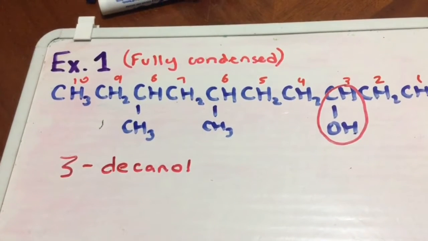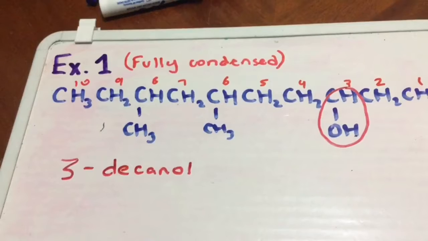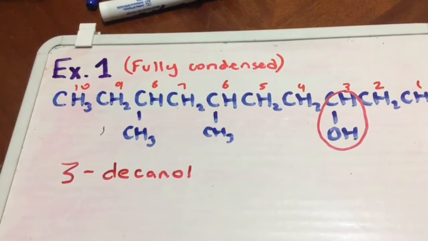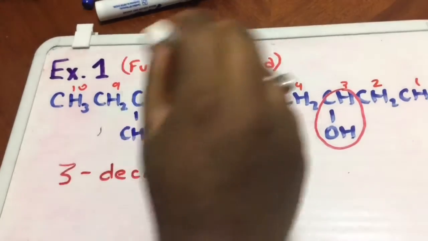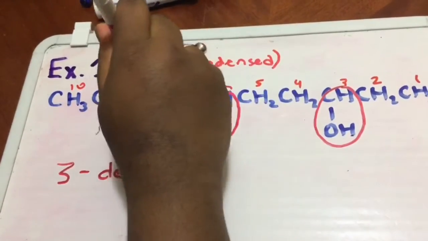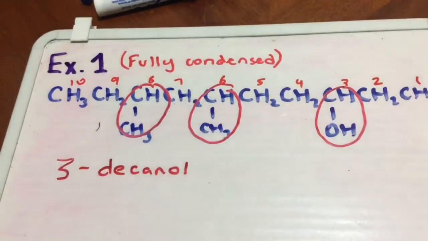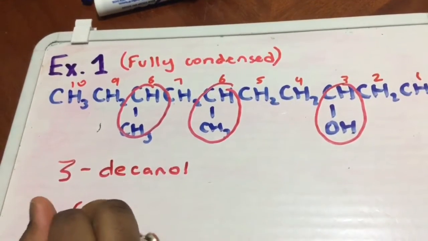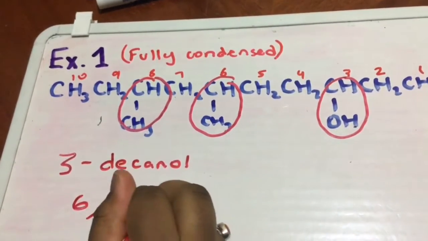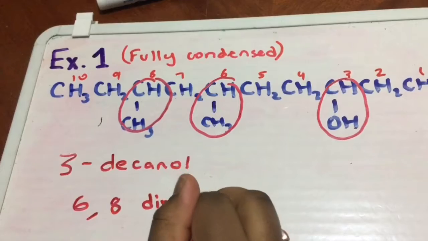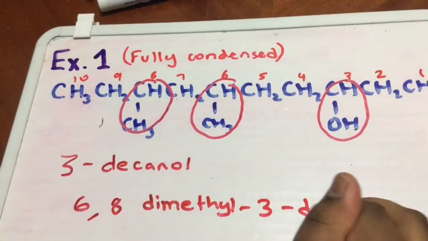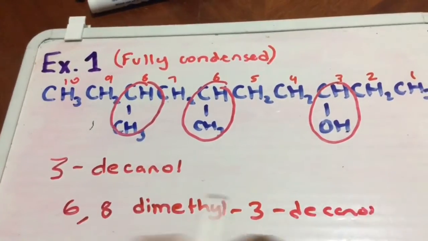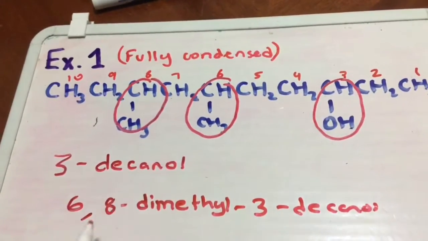The carbon atoms are numbered from the end closest to the OH group, and that fixes the 2 methyl CH3 groups at the 6th and the 8th positions. So the name is 6,8-dimethyl, because there's 2 CH3s, dash 3 dash decanol. And make sure there's a dash between 8 and dimethyl.